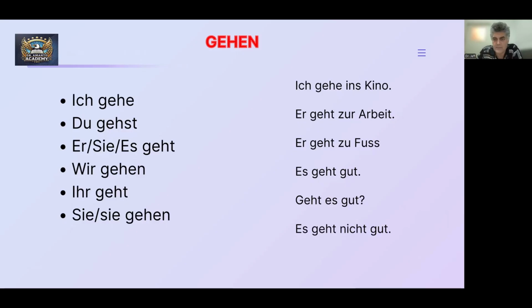Es geht nicht gut. Life doesn't go well. So it is not good. Everything is not good. Es geht nicht gut. Nicht makes it negative.